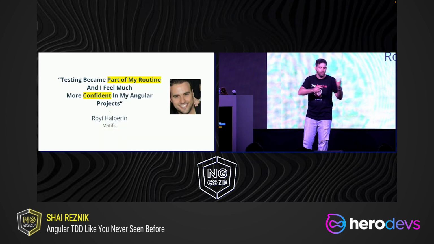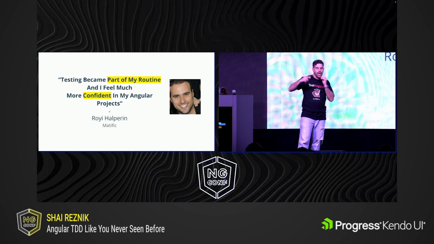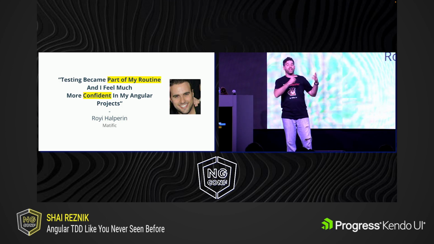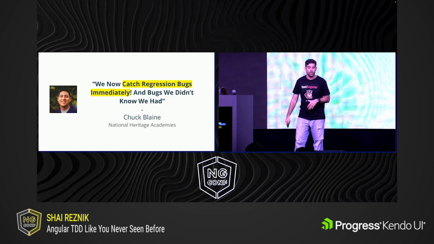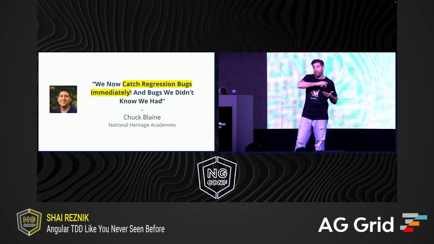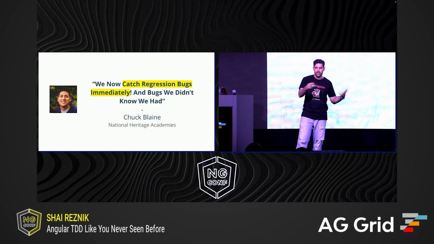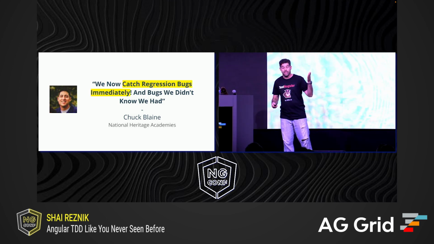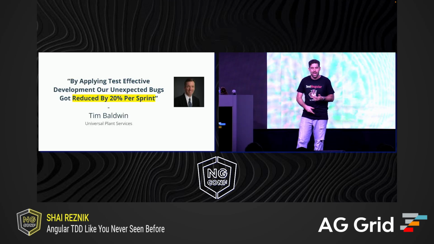So we have Roy here from Matific, a cool company that does education for children, teaching math. Testing became part of their routine, and they started feeling more confident in their day-to-day in their Angular project. Chuck Blaine, who I surveyed a year later, went through the training and learned about this stuff. He said that now they catch regression bugs immediately, and bugs they didn't know they had.